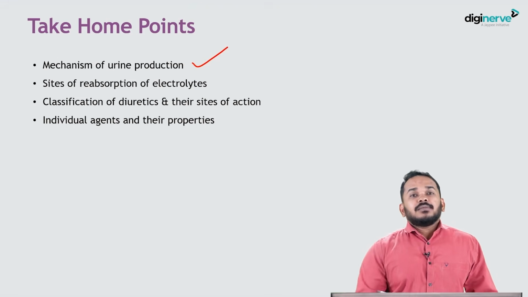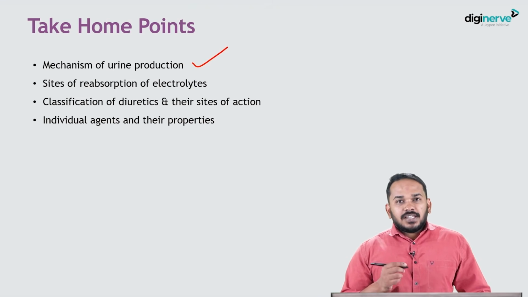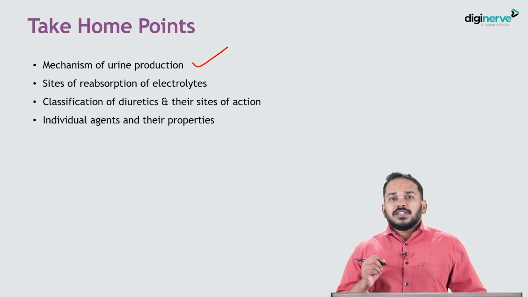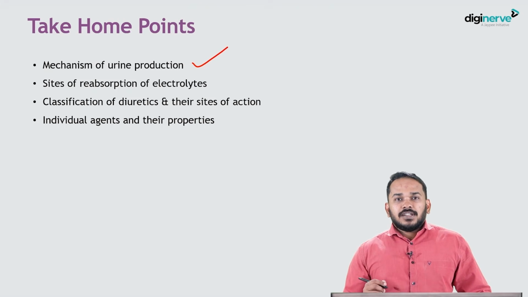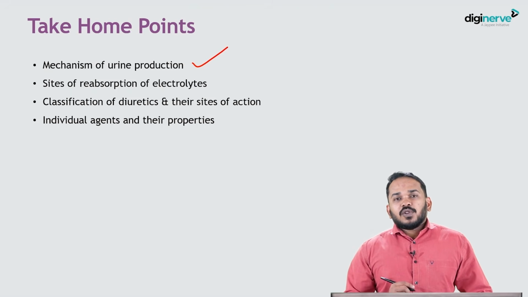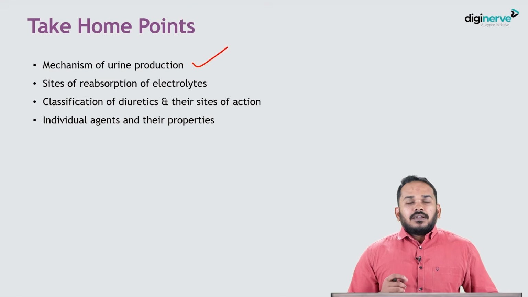So to summarize, you should remember the mechanism of urine production. Urine is produced by the basic functional unit of the kidney known as the nephron, and there are various areas where urine is concentrated. One is the proximal convoluted tubule, the next one is the loop of Henle, then the concentration takes place in the distal convoluted tubule and in the collecting tubule. There are agents that act on the proximal convoluted tubule. These are carbonic anhydrase inhibitors, which are used for the treatment of glaucoma. They are used for the treatment of edema as well.